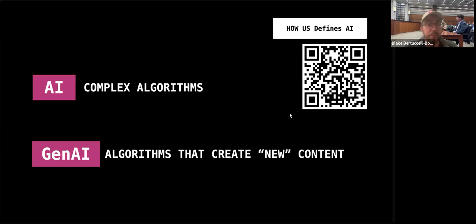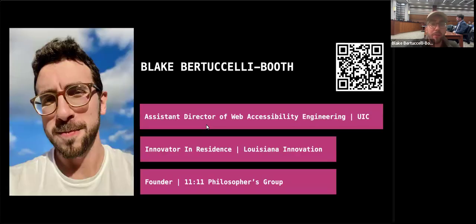So my background, like I was saying, is I am working at UIC right now. I'm also the innovator in residence at Louisiana Innovation, which is a division of Louisiana Economic Development. I founded something called the 1111 Philosophers Group. That's where I've done most of my recent education pieces. That's a purely philanthropic project.